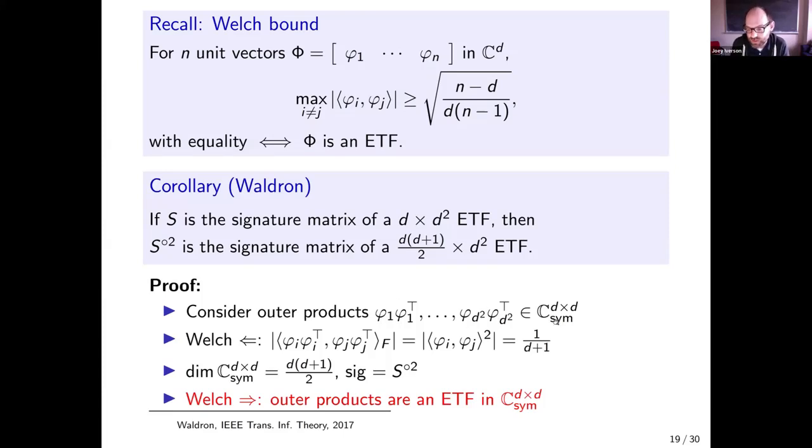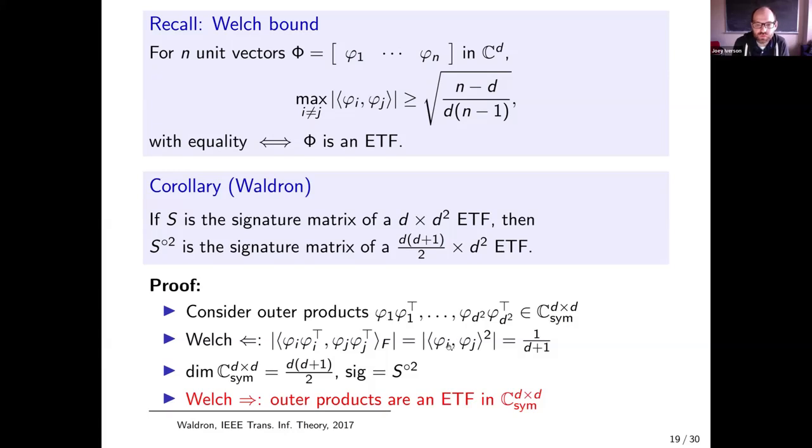Now I have d squared of those vectors here in symmetric d by d matrices. And think about their inner products. So here, when I take the Frobenius inner product, I all of a sudden feel nervous about this, but no, this is right. This will be the square of the inner products I had before.